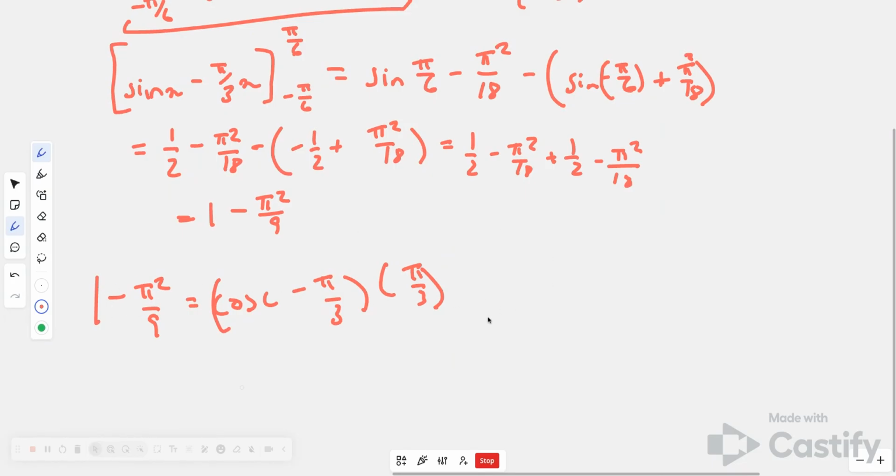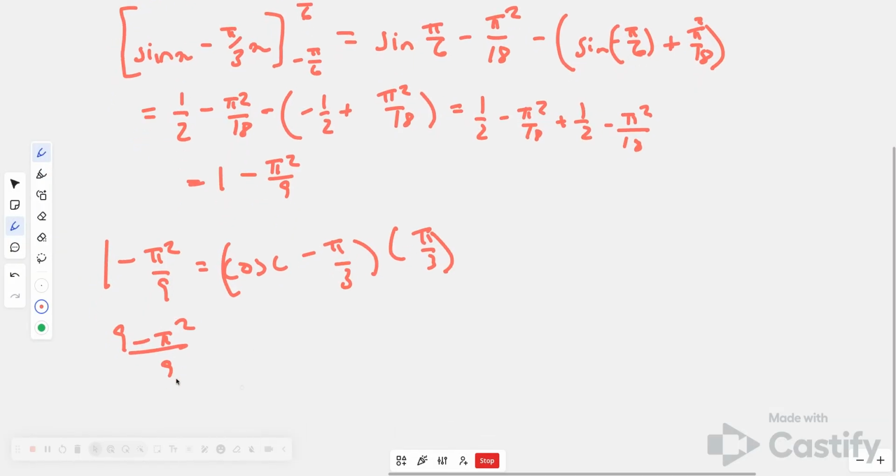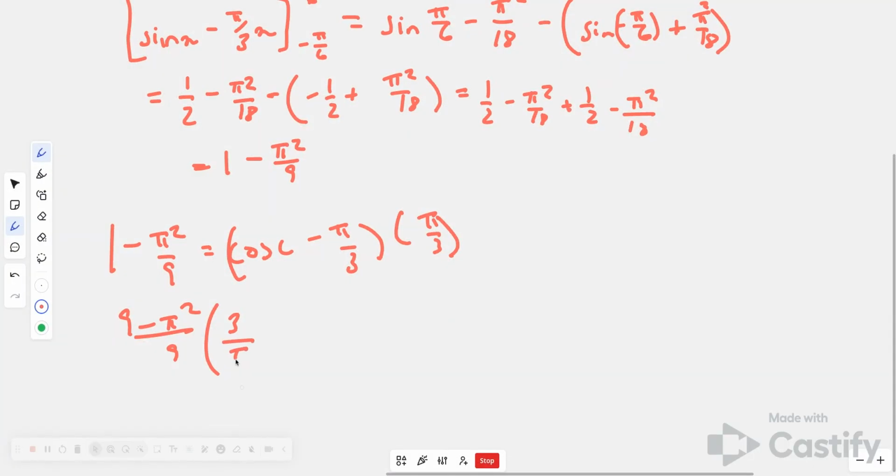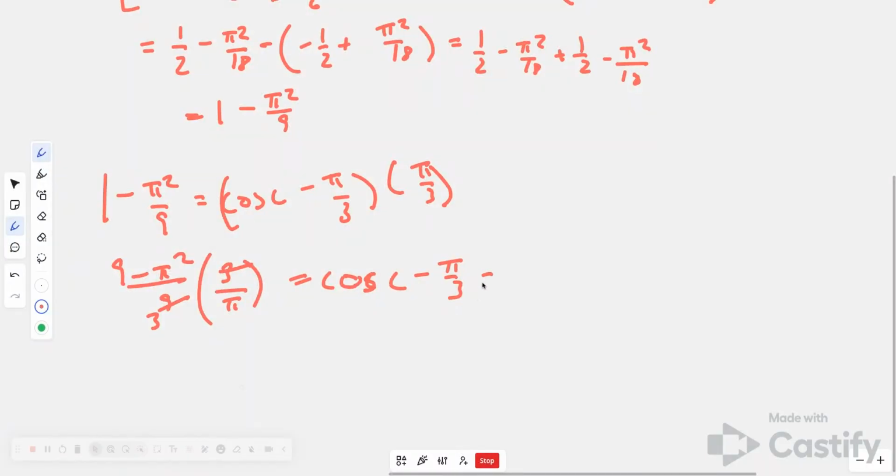get the common denominator. So that would be 9 minus pi squared over 9, and then we can multiply by 3 over pi, which is equal to cosine of c minus pi over 3. This would cancel out and we get this. So this is equal to 9 minus pi squared over 3 pi. And we add the pi over 3 in the next step. So cosine c is equal to 9 minus pi squared over 3 pi.